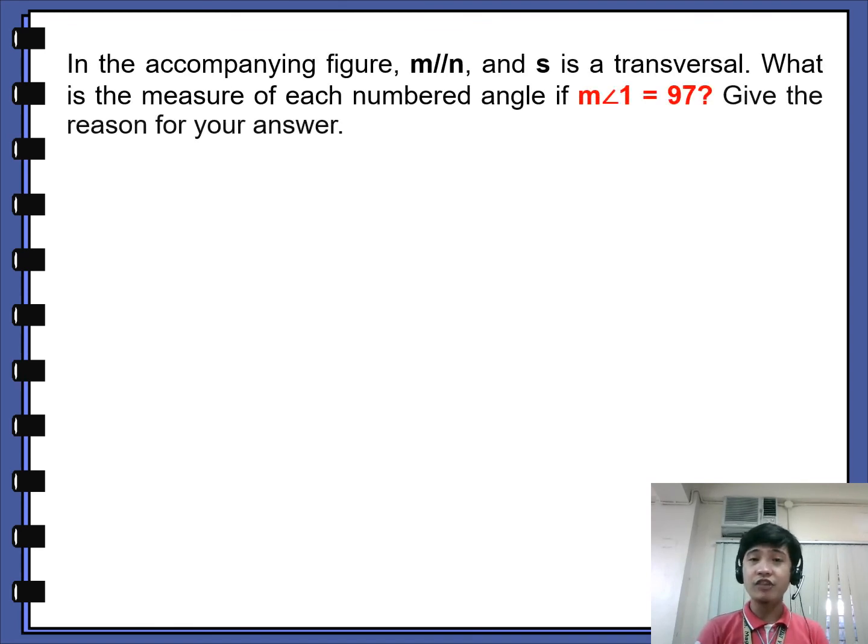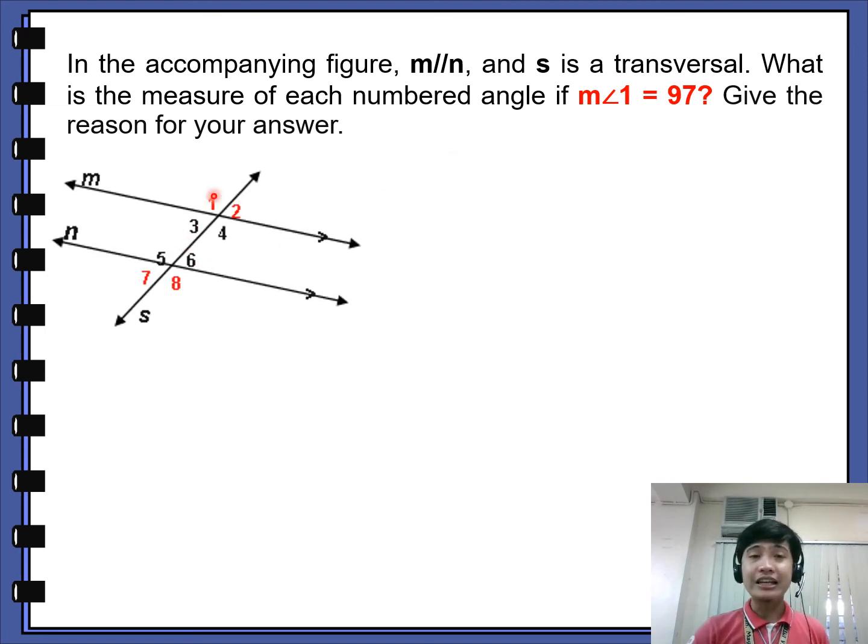In the accompanying figure, line M is parallel to N and S is a transversal. What is the measure of each numbered angle if the measurement of angle 1 is 97? Give the reason for your answer. So, ito po yung figure natin kanina. So, kanina, natapos na natin itong nasa left side. Ang next natin gagawin, lagyan naman ng angle measurement yung mga angles na nasa right side. Okay? So, using angle 1, so, angle 1 natin is 97.